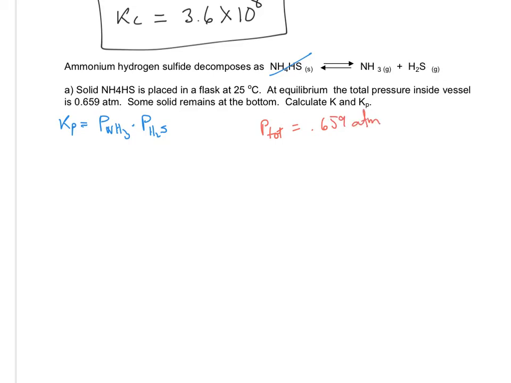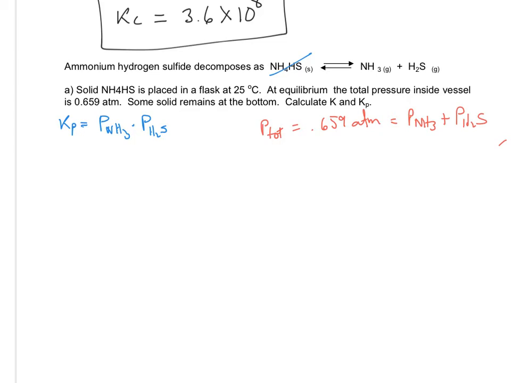Now, what is P total equal to? What is the total pressure? Well, the total pressure is the sum of all the partial pressures of the gases. So I have 2 gases here. I have ammonia and I have H2S. So I know that the partial pressure of ammonia and the partial pressure of H2S together are equal to 0.659. The solid is not included in there.